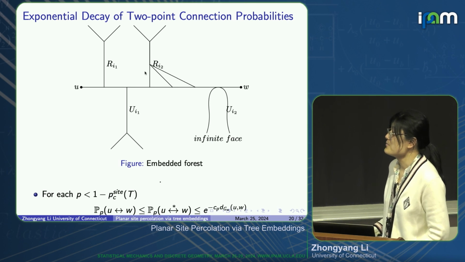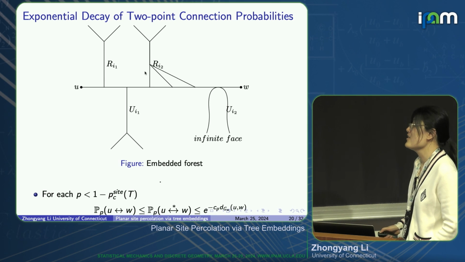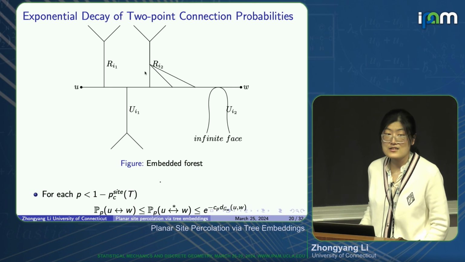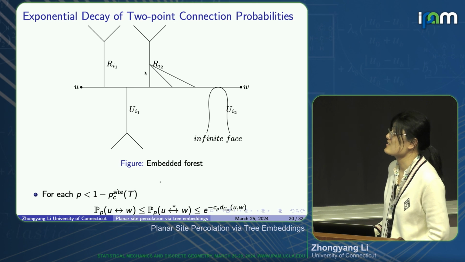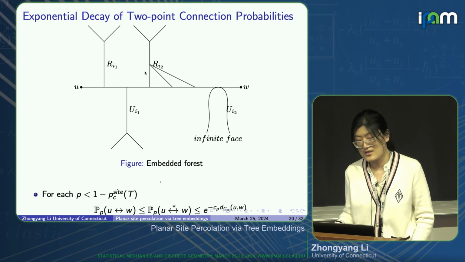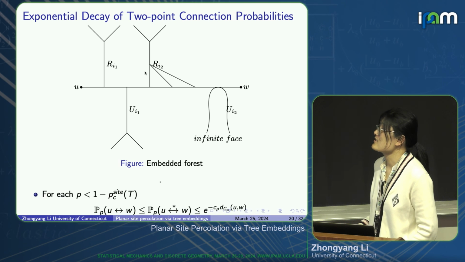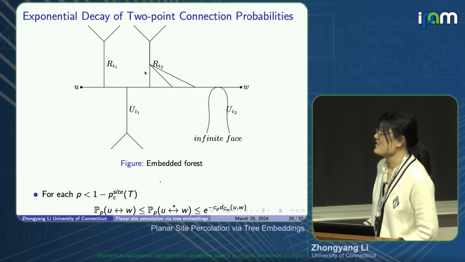And then if U and W are joined by a 1 path, they must be joined by a 1 star path. If they're joined by a 1 star path, then in these doubly infinite trees, there should be a doubly infinite 0 path. But when p is less than 1 minus pc set of T, that means 1 minus p is strictly greater than pc of T. So in each of these doubly infinite trees, there is a strictly positive probability that there exists a doubly infinite 0 path.